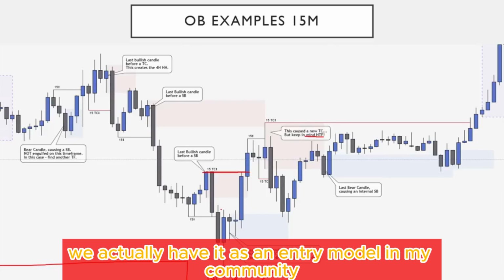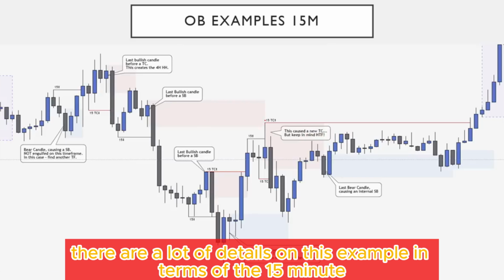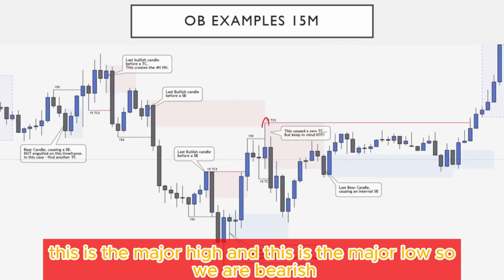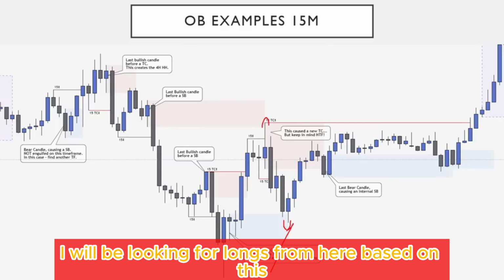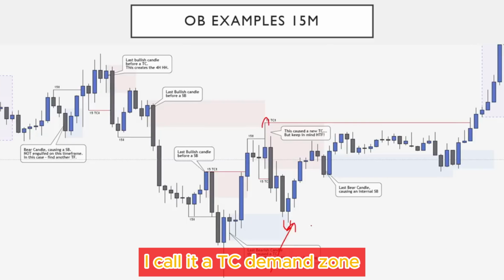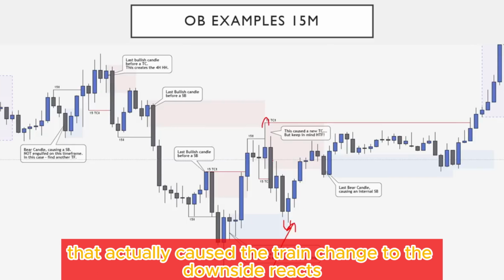I've backtested this. We actually have it as an entry model in my community. What happens later, in terms of the 50-minute, and there are a lot of details in this example, is that this is the major high and this is the major low. So we are bearish. But according to my entry rules, I will be looking for longs from here, based on what I call a TC demand zone. The market then pulls back into the supply that actually caused the trend change to the downside. Reacts.